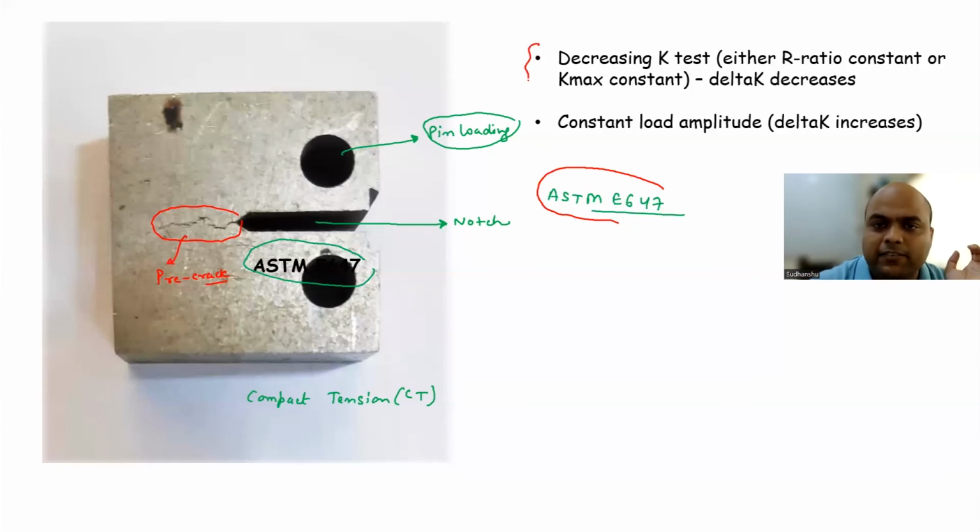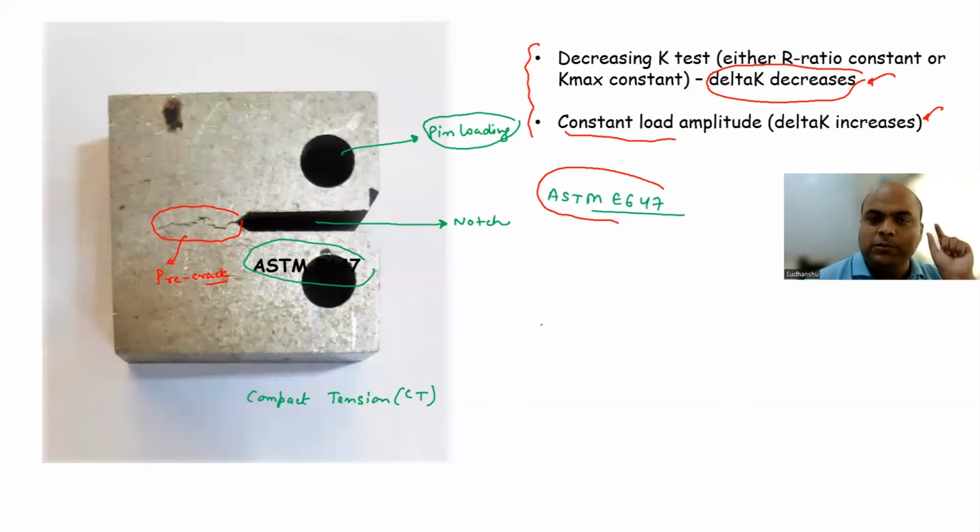So there are 2 methods. One is the decreasing K test, where we actually decrease delta K. We either keep the R ratio constant or Kmax constant. And the second is constant load amplitude. If we keep the load constant, during fatigue the crack length A is going to increase, so delta K is going to increase, right? So one is decreasing delta K, the top one, and the bottom one is increasing delta K. You can follow whichever you want to do.